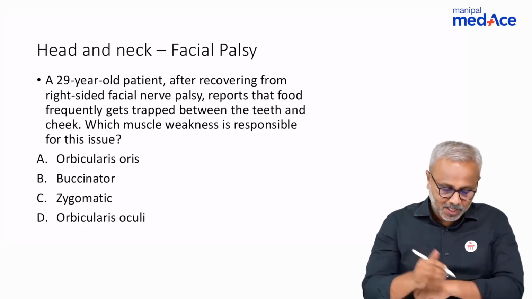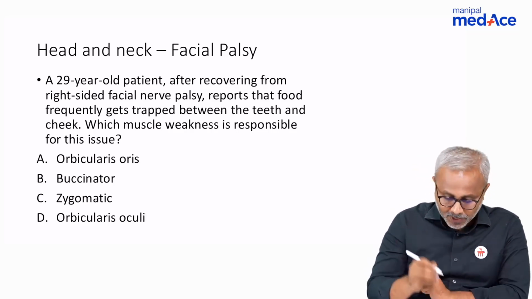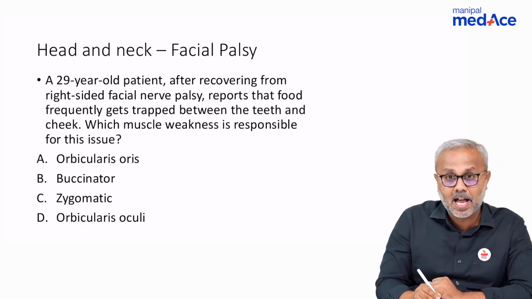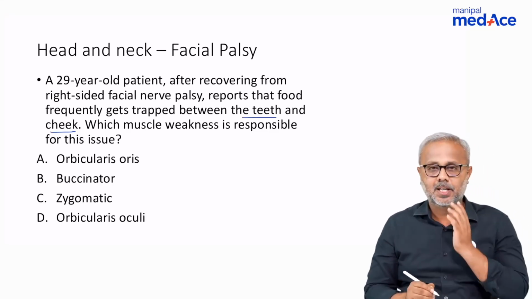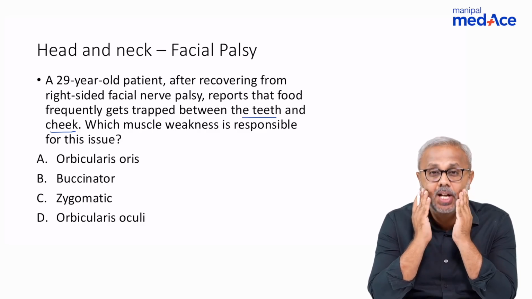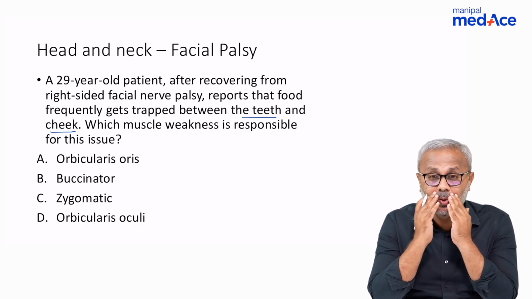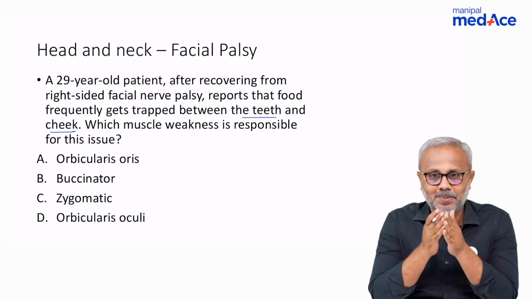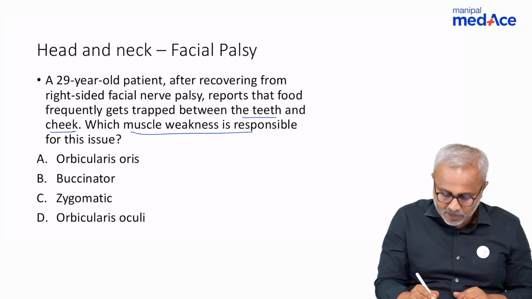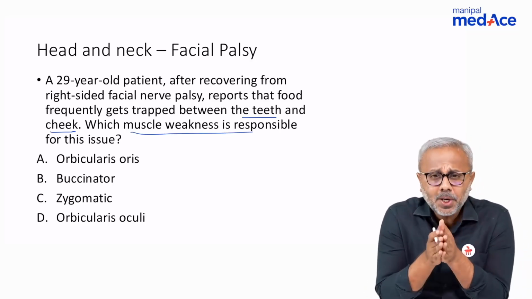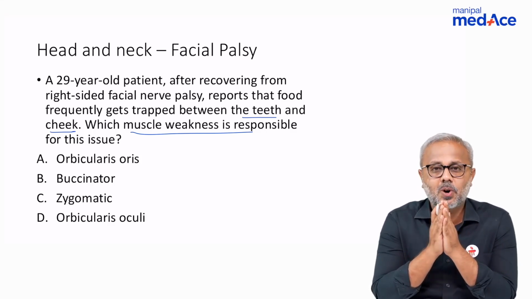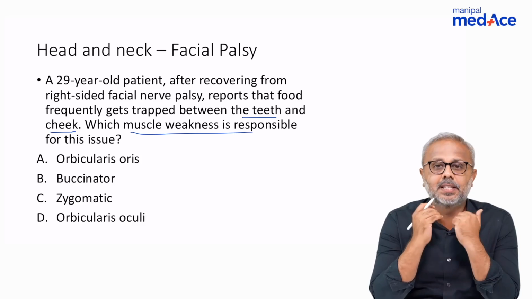So let's read the question. A 29-year-old patient, after recovering from right-sided facial nerve palsy, reports that food frequently gets trapped between the teeth and the cheek. Now remember, normally in all of us, there is a muscle which helps to prevent the accumulation of food in the vestibule and also the space between the teeth and the gums. So in facial palsy, this is affected. Which muscle weakness is responsible for it? What the examiner is trying to assess, indirectly, is whether you know the functions or actions of each of the muscles of the face.